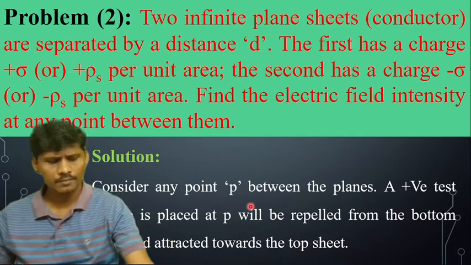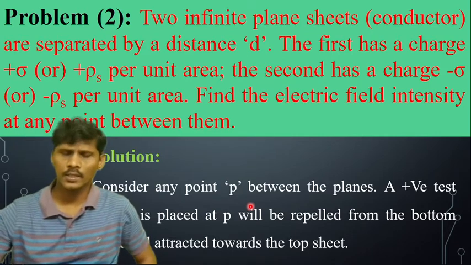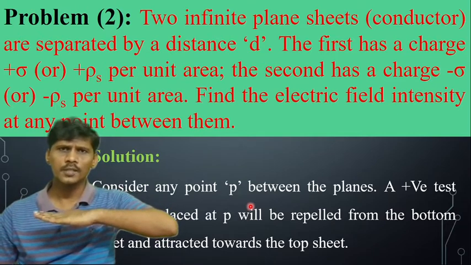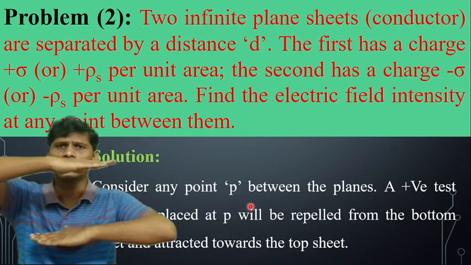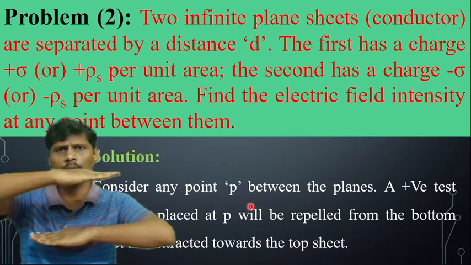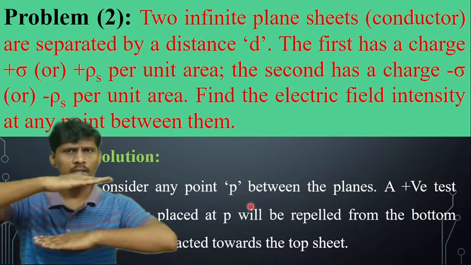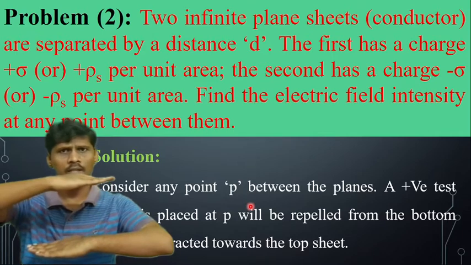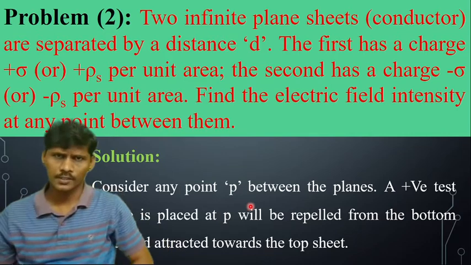Coming to the solution. From the given data, there are two conducting sheets. This is conducting sheet 1, whose charge density is plus sigma or plus rho s coulombs per meter square. And this is the second conducting sheet, whose charge density is minus sigma or minus rho s coulombs per meter square. These two conducting sheets are separated by a distance d meters. Calculate the electric field intensity E bar between the two conducting sheets.